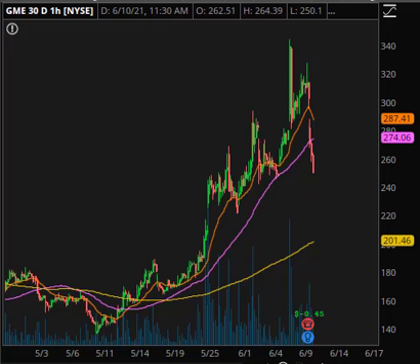So the basic structure of this trade, if you know butterflies, you know you're going to be selling a ratio of 1 to 2, 1, and then building off of that. So what we decided to do was buy the 280 put, sell 2 of the 260 puts, and then buy a 250 put on here.